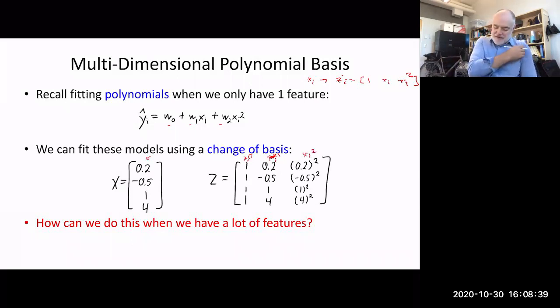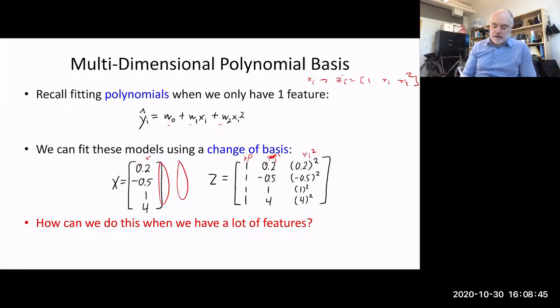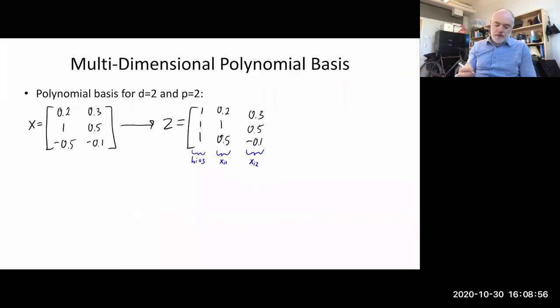So the first question is, what if we have extra features here? If d is not equal to 1, how do we build such a polynomial basis? We talked about this a little bit, but let's refresh ourselves. So here now we have d equals 2, and we want to build a polynomial basis of order 2.